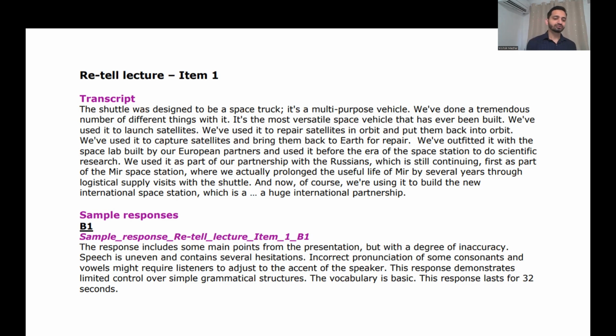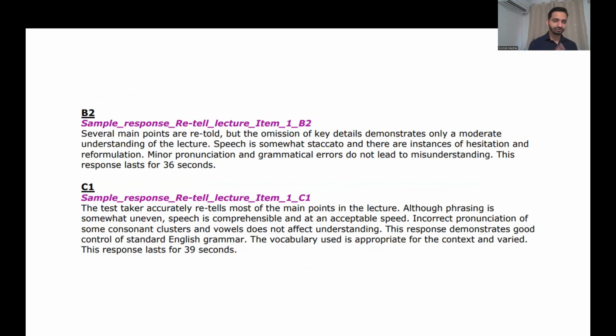Now let's look at the B1 response here, the explanation. The response includes some main points from the presentation, but with a degree of inaccuracy. The speech is uneven and contains several hesitations, incorrect pronunciation of some consonants and vowels, and might require listeners to adjust to the accent of the speaker. This response demonstrates limited control over simple grammatical structures. The vocabulary is basic. This response lasts for 32 seconds. B2, several main points are retold, but the omission of key details demonstrates only a moderate understanding of the lecture.